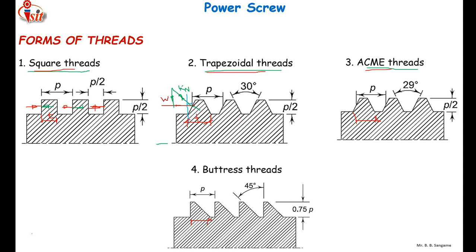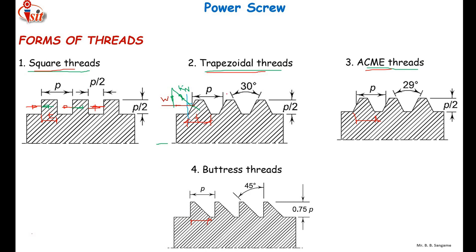As I have already said, due to the inclined thread profile of the trapezoidal thread, we can use a split kind of nut, meaning a two half nut can be used to compensate the wear. So we can compensate the wear in case of trapezoidal and ACME threads, but we cannot use the split type of nut in case of square threads. So this can be considered an advantage of trapezoidal and ACME threads. By using the split nut, we can compensate the wear, but that wear compensation is not possible in case of square threads.